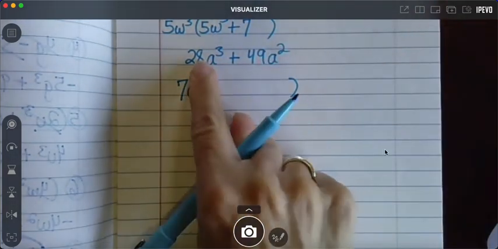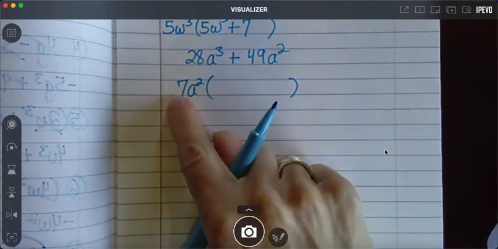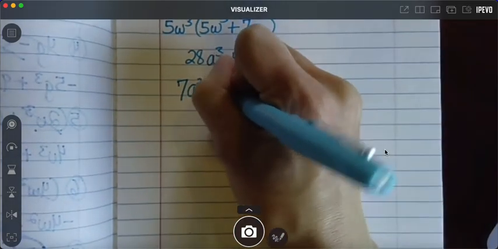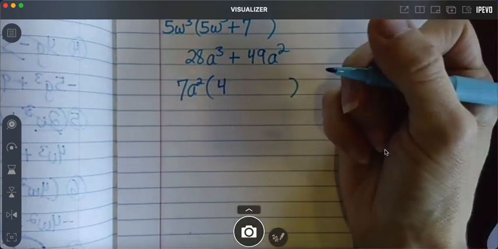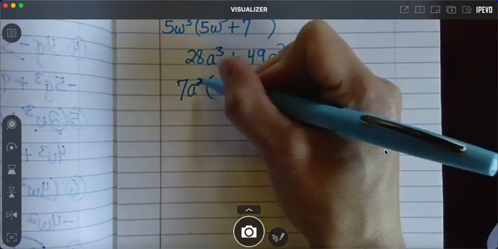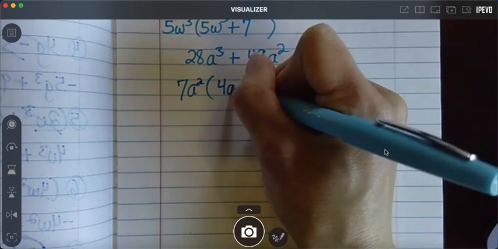And you're just dividing. What's 28 divided by 7? 4. And when dividing, what do you do with exponents? Subtract them. Okay? What's 3 minus 2? So I have 1a left over.